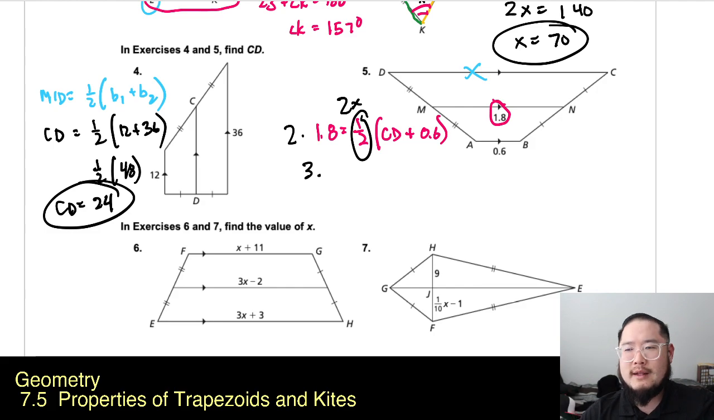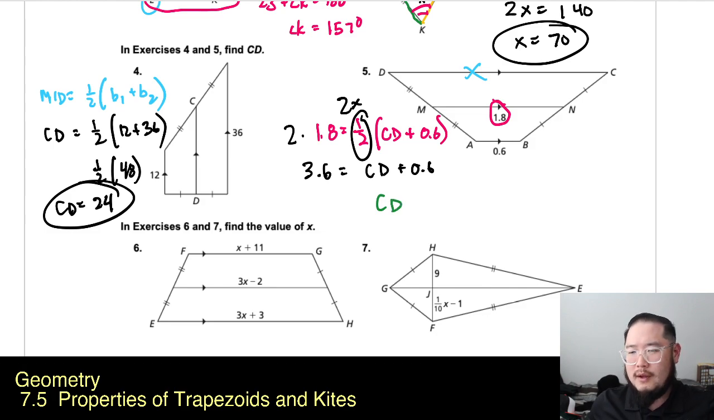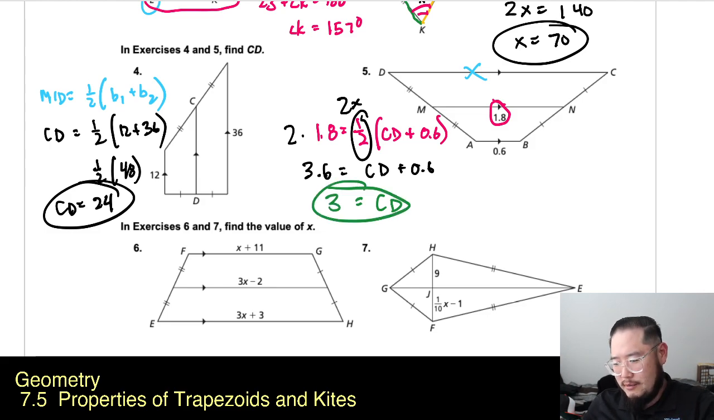And then last thing we need to do right here to get CD by itself is we can go ahead and subtract 0.6 to both sides. And we'll end up with CD is equal to 3. There's the length of CD. All right, we're coming down to the end. We got 2 more questions as we take a look at number 6 next.